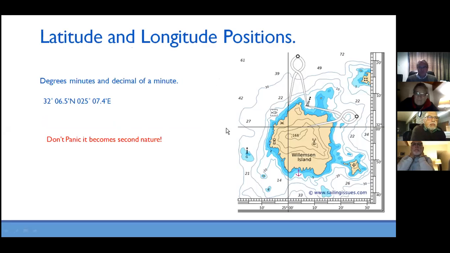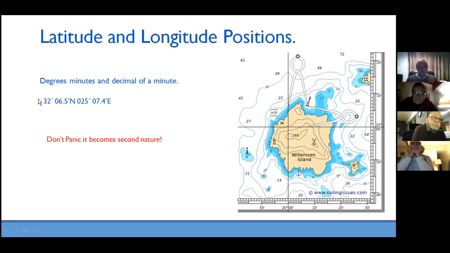Okay, and don't panic about this. I know degrees, minutes, and decimals at this stage looks like a bit of a complicated subject. It becomes second nature very, very quickly. So here we look at the number. We've got 32 degrees, 06 minutes, decimal 5 north, 025 degrees. Note there's 3 digits, not just 2. 07 minutes and decimal 7 east. That would be how you would read a latitude and longitude correctly.